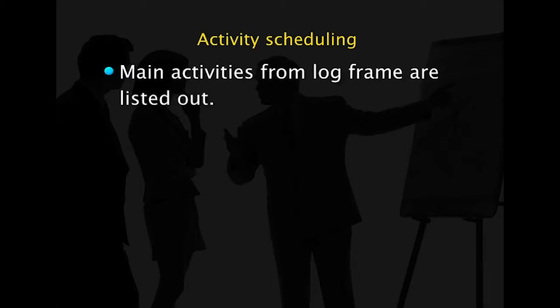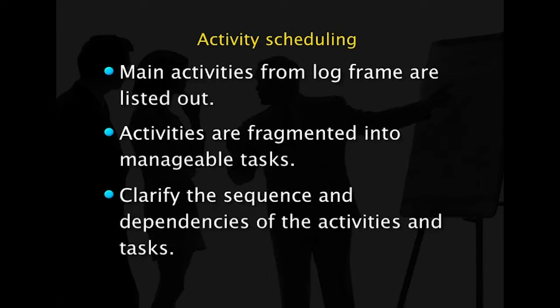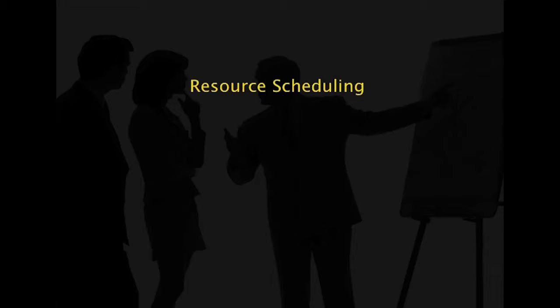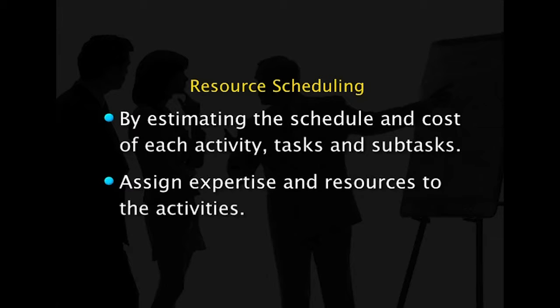Activity scheduling is prepared in the following manner. First, main activities from log frame are listed out. Activities are fragmented into manageable tasks. Then clarify the sequence and dependencies of the activities and tasks. Resource scheduling is prepared by estimating the schedule and cost of each activity, task and subtask. Then assign expertise and resources to the activities.